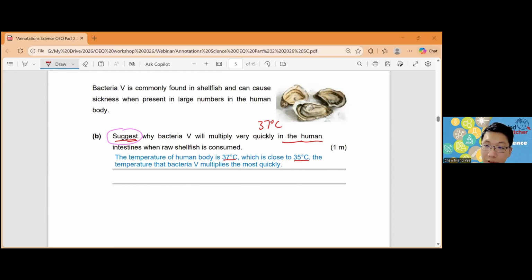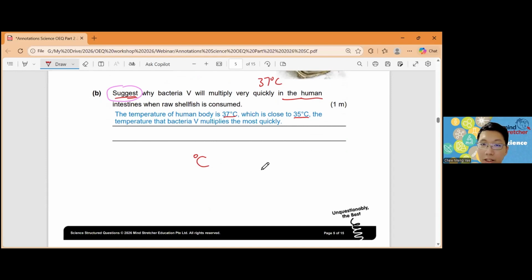37 degrees Celsius, you must have the C. This is the symbol for degree Celsius. All right, I'm going to move on.